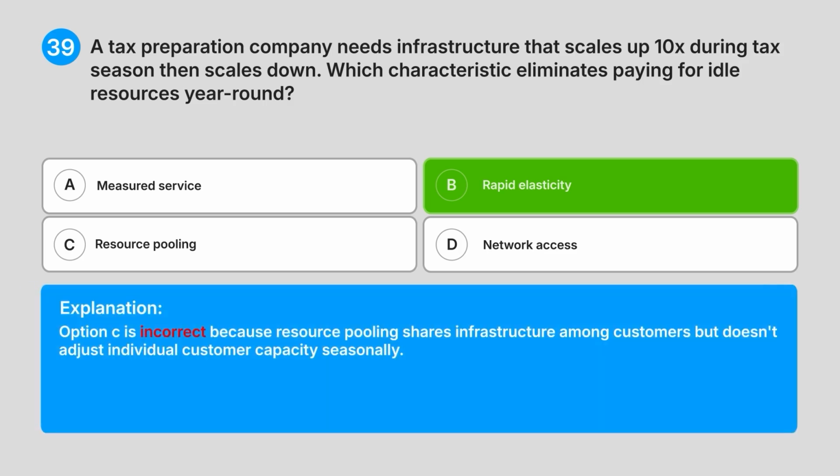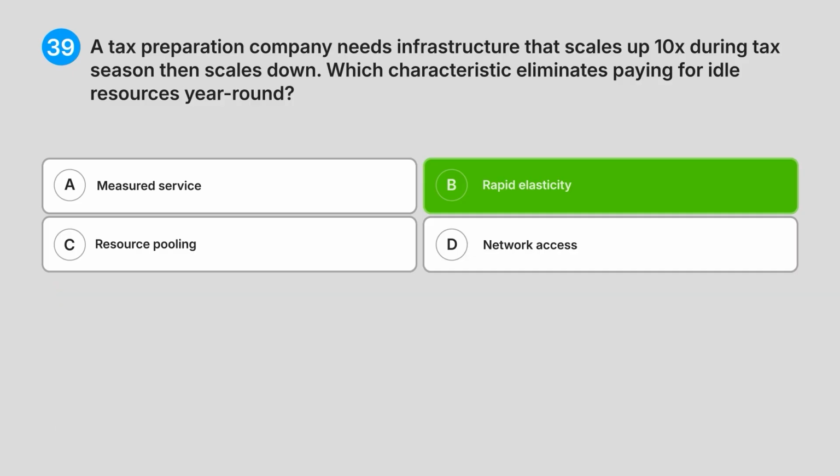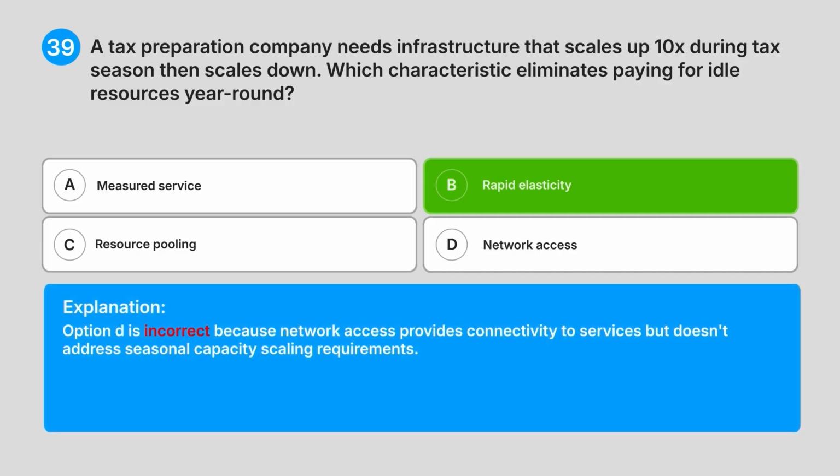Option C is incorrect because resource pooling shares infrastructure among customers, but doesn't adjust individual customer capacity seasonally. Option D is incorrect because network access provides connectivity to services, but doesn't address seasonal capacity scaling requirements.